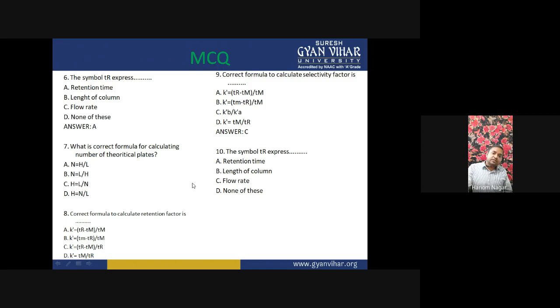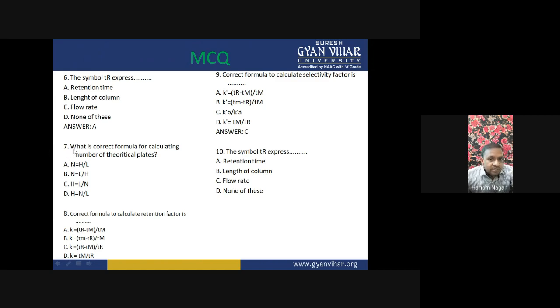The next question, question number six: what is expressed by the symbol tR? Option A: retention time. Option B: length of column. Option C: flow rate of the mobile phase, I mean the solvent. And the last option is none of these. So the retention time is expressed by the tR symbol. Okay. Here t means the time and R means the retention.